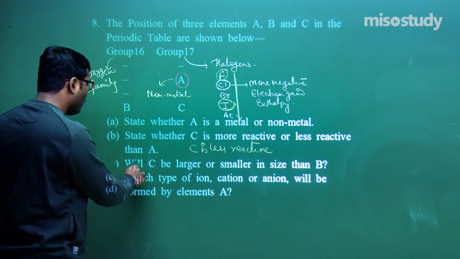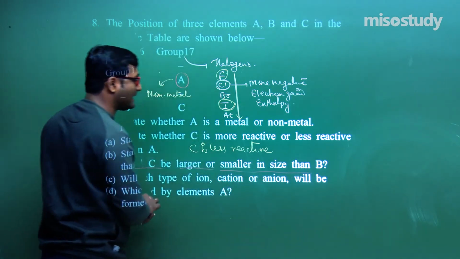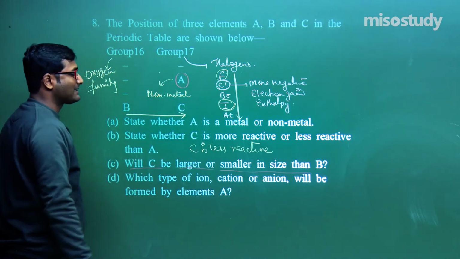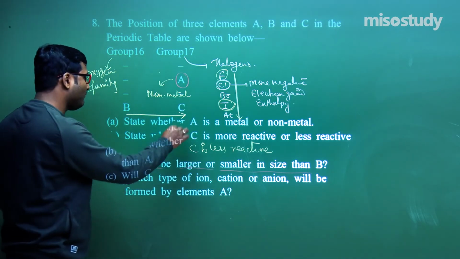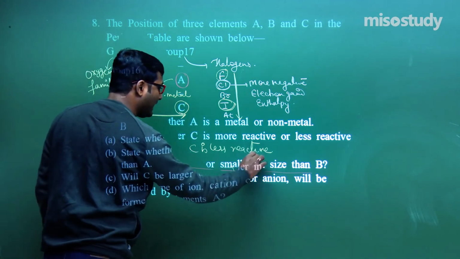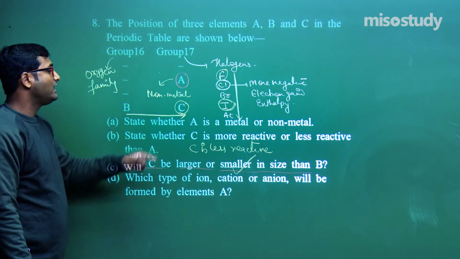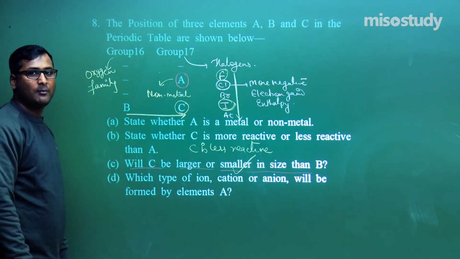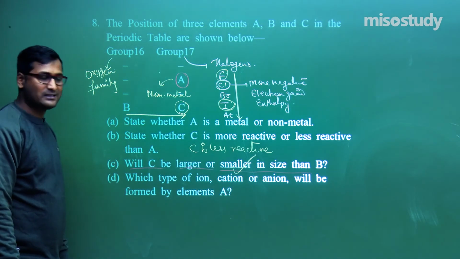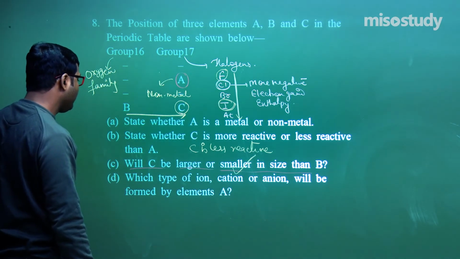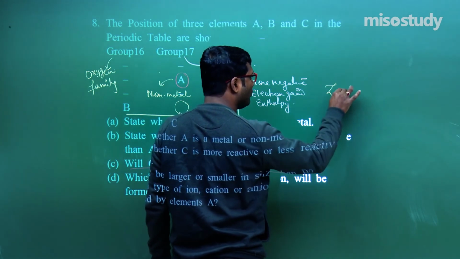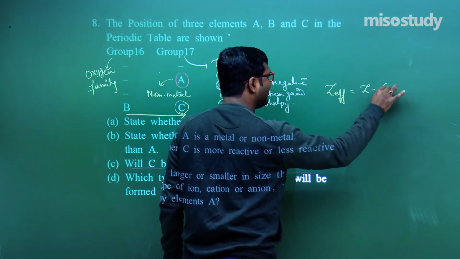Now the third one: will C be larger or smaller in size than B? We know that if we move along the period, the size decreases. So C will have a smaller size than B. What will you write? C will have a smaller size than B, because when you move along the period, the value of effective nuclear charge increases. Due to this reason, size decreases. Clear? Now, what is the formula of effective nuclear charge? Z effective is equal to atomic number minus screening constant.